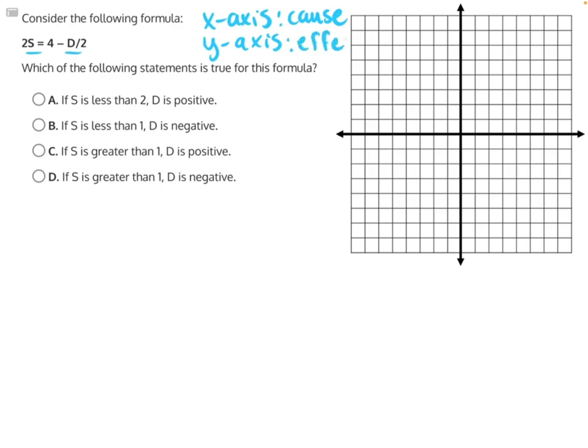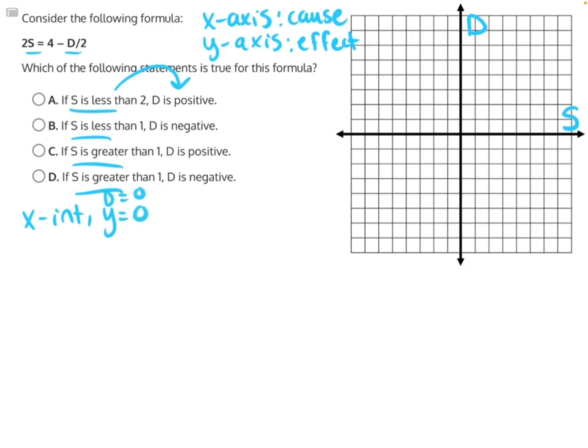So if we look at our answer choices, we can see that S is always the cause of what happens to variable D. So that means we can label our x-axis as S and our y-axis as D. Now we can find our intercepts to graph. Let's start with our x-intercept, or where y equals 0. In this case, when D equals 0.